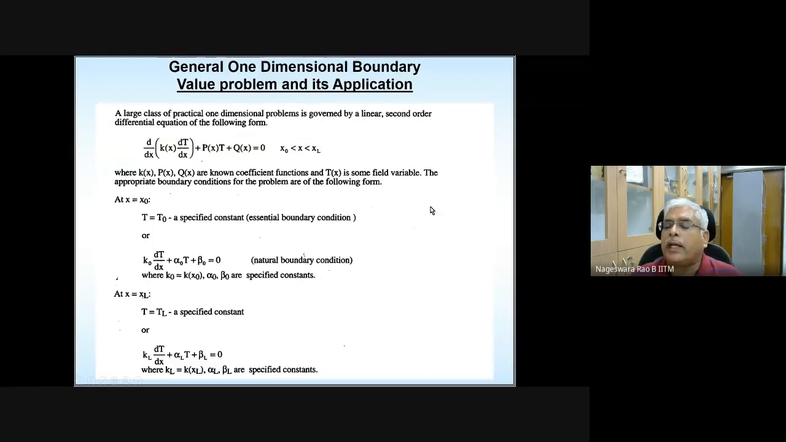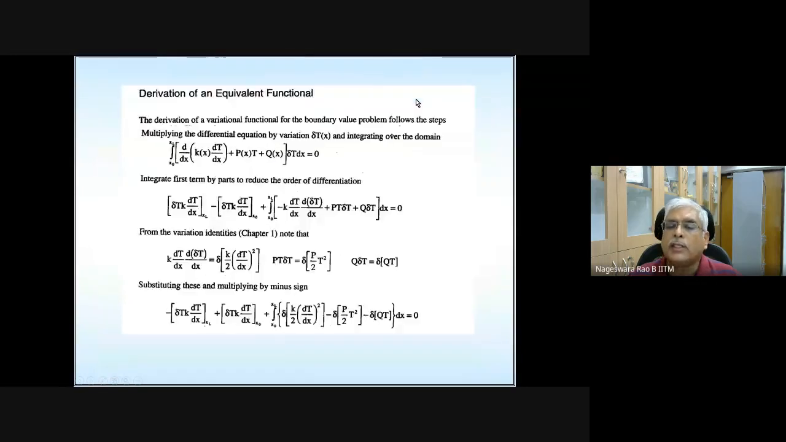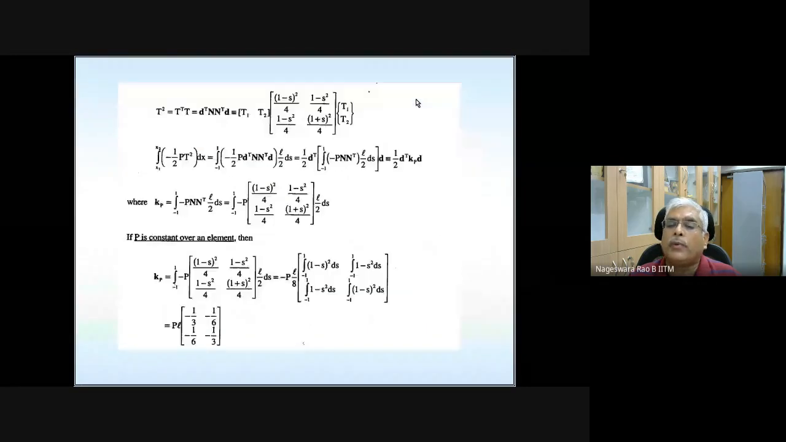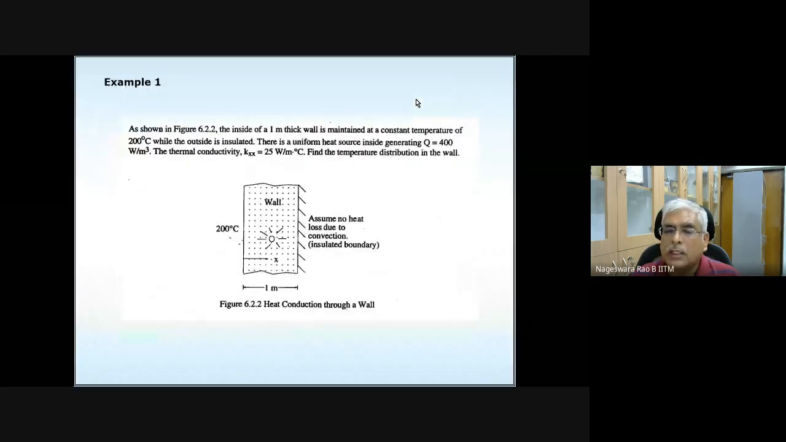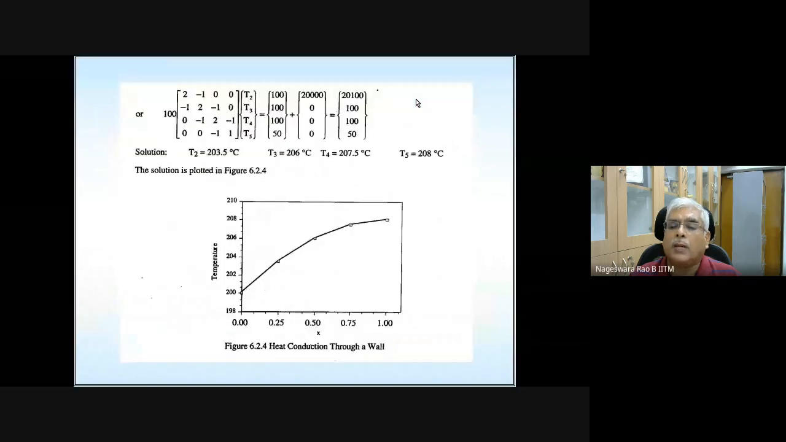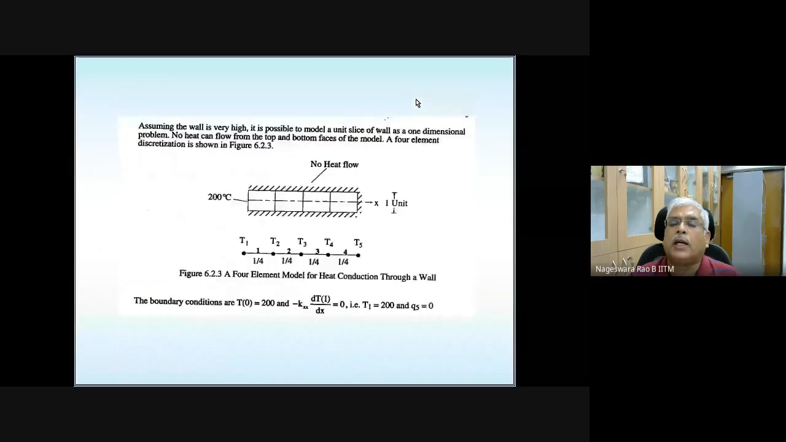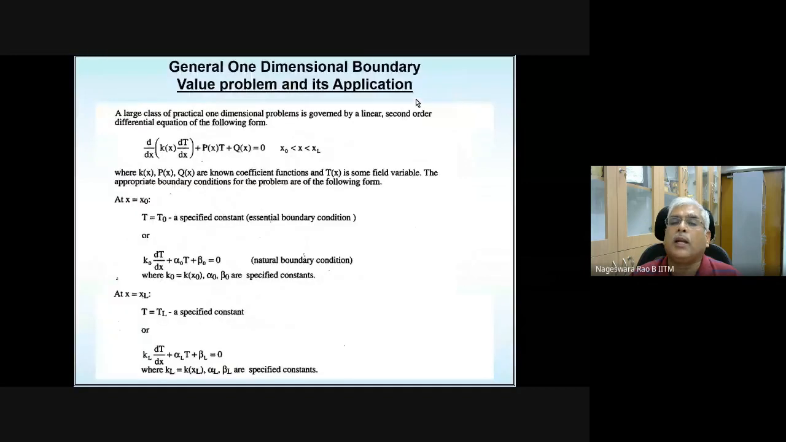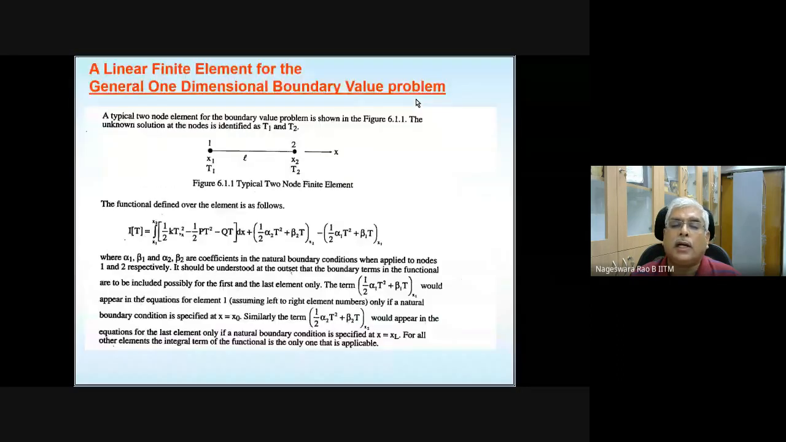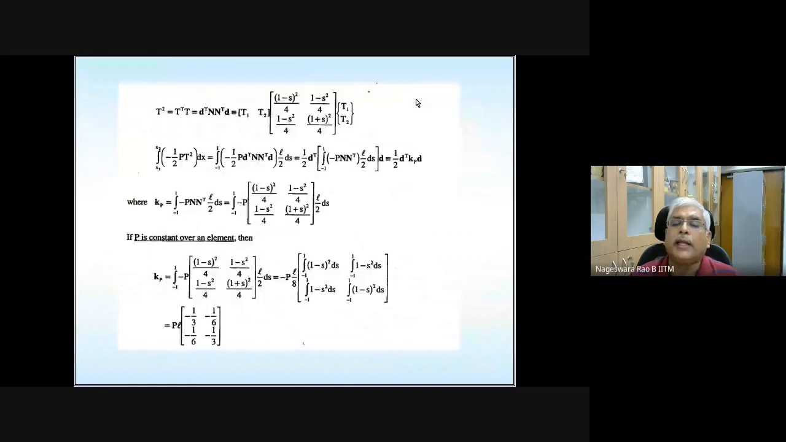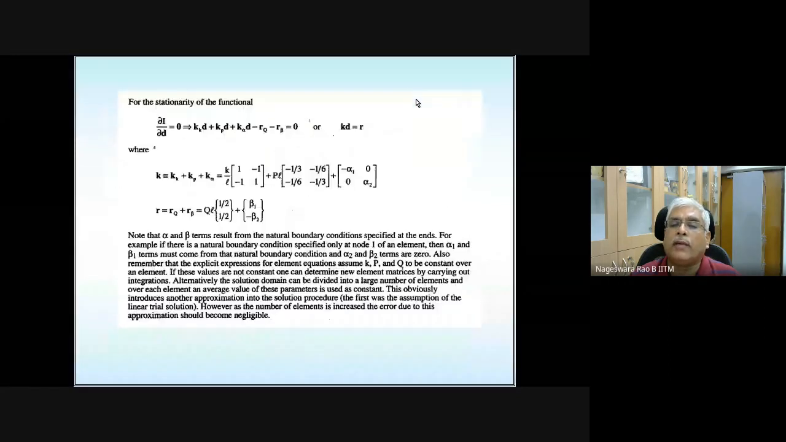We are going to see how we get the element equations and what its applications are. In this process, we also see how we develop higher order elements, maybe in the next chapter. Here, as far as this general boundary value problem is concerned, we will go into detail. Don't worry, even though I'm showing you slides quickly. Taking a two-node element for the general boundary value problem, we will see how to develop the element equations.